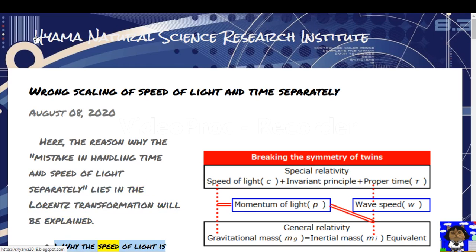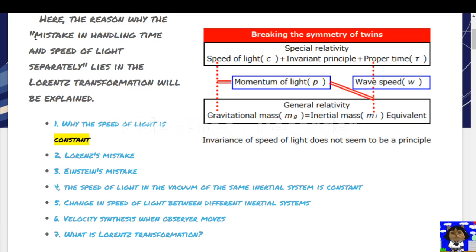1. Why the speed of light is constant. 2. Lorentz's mistake. 3. Einstein's mistake. 4. The speed of light in the vacuum of the same inertial system is constant. 5. Change in speed of light between different inertial systems. 6. Velocity synthesis when observer moves. 7. What is Lorentz transformation?